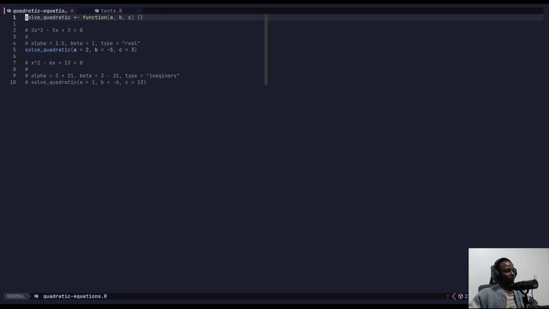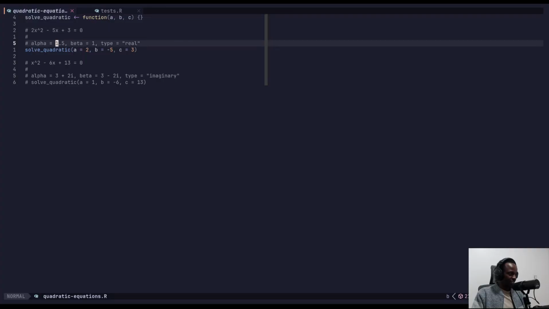So here we are, and for our quadratic function, we are going to call it solve quadratic. I couldn't come up with a better name. And it's going to be a function which takes the values a, b, and c, just as we have seen from the quadratic formula. We need the values a, b, and c. And the function is going to be returning a named list of three values.